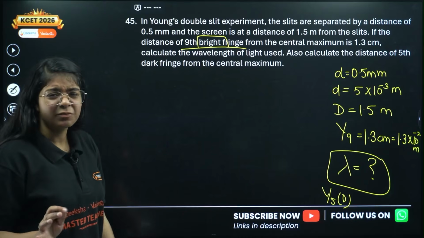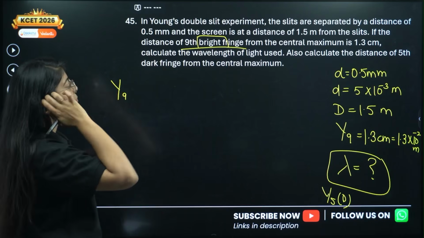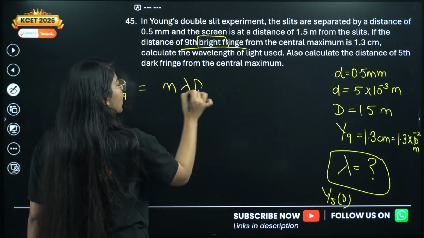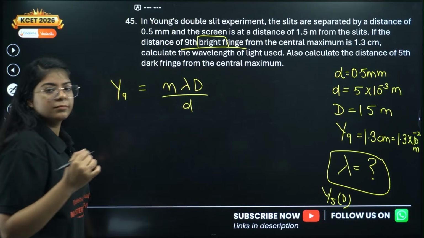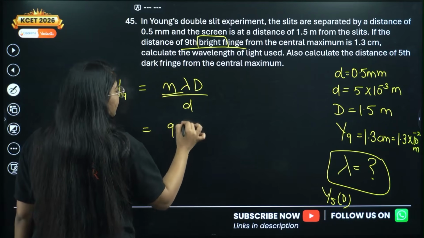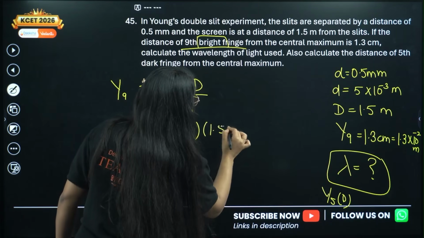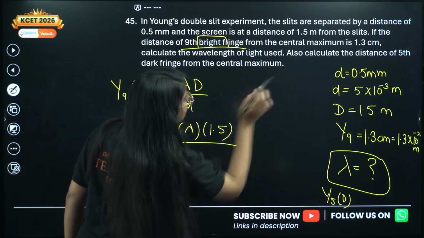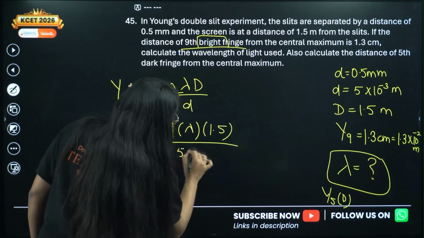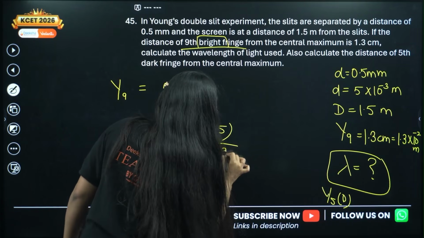Correct? Very easy. We simply know that for the distance of the 9th bright fringe, the formula will be n lambda D by d. Correct? This will be the simple formula. n is 9. Lambda we have to find. D is given as 1.5 and small d, the distance between these slits, is given as 5 into 10 raised to power minus 3. Yes. Correct?